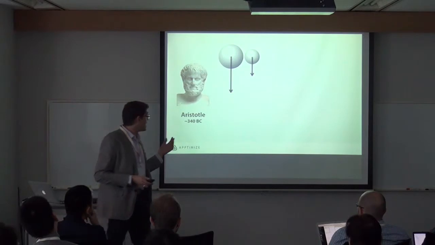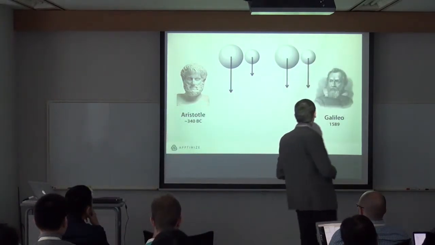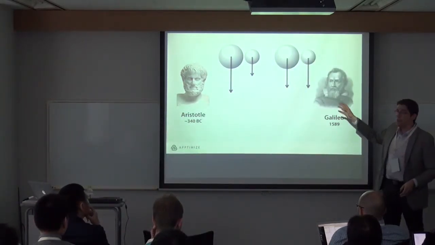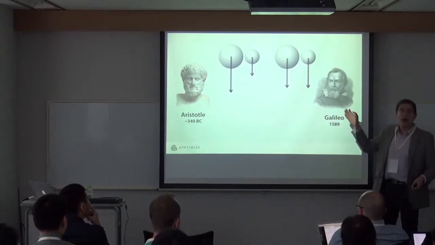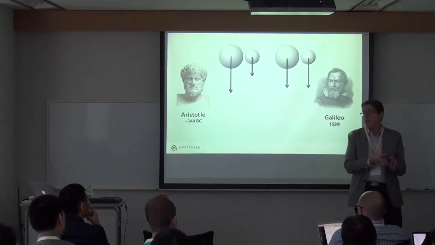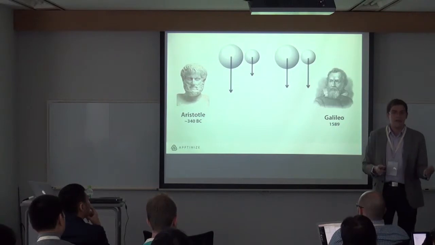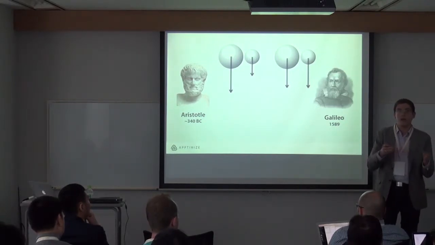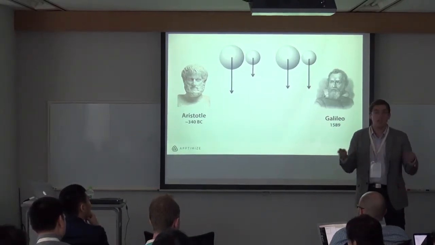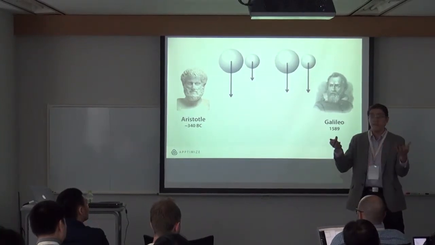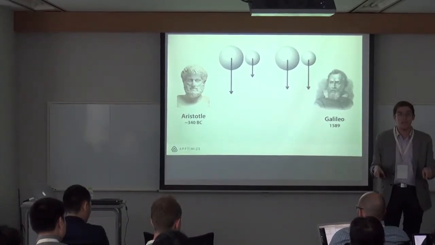Before anybody came out with a different idea, we had to wait about 2,000 years, when the Italian scientist Galileo Galilei came out with an entirely different theory. He postulated that the gravitational constant would be independent of the weight of an object. In other words, two stones of different weights would actually fall down at the same speed.